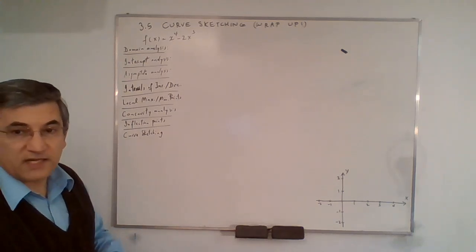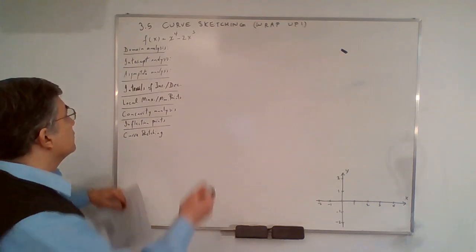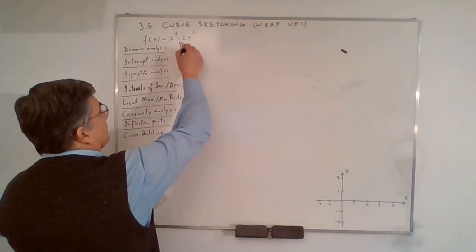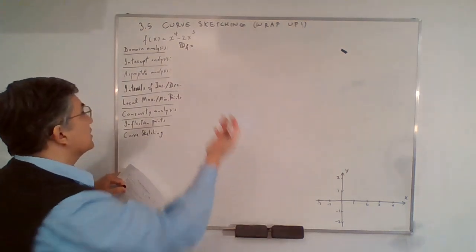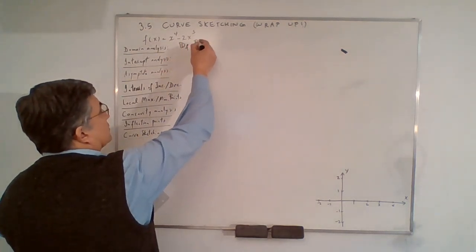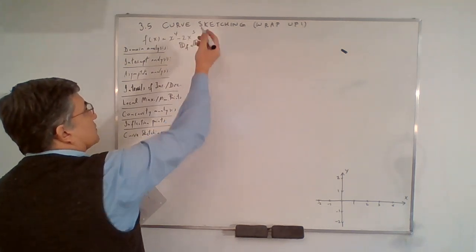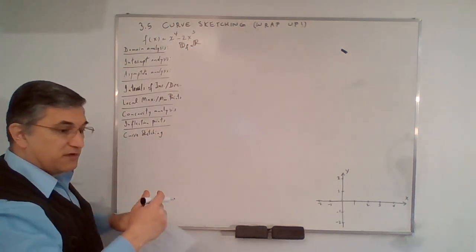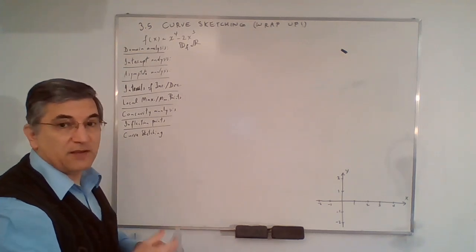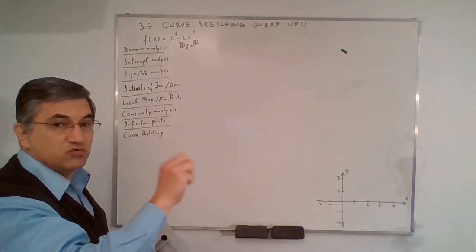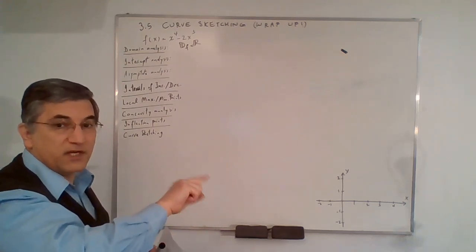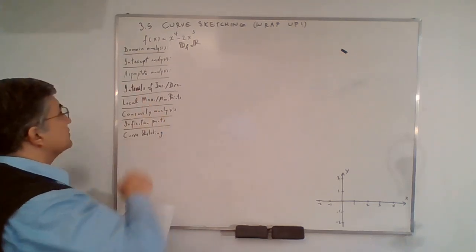So I start with domain analysis for this quartic function. The domain of all polynomial functions is the set of real numbers. Therefore, the domain of this function is going to be the set of real numbers. So that was very easy. But if it was a rational function, perhaps I would have to deduct the roots of the denominator from the domain of the function clearly.